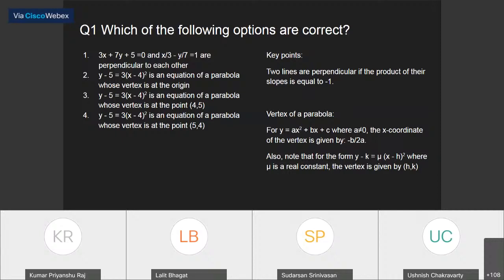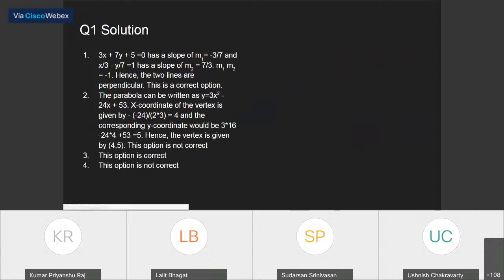About the remaining three options, we have to find the vertex of the parabola y minus 5 equal to 3 times x minus 4 the whole square. To find the x coordinate of the vertex, we use the formula minus b by 2a. First we write the parabola in the form ax squared plus bx plus c, that is 3x squared minus 24x plus 53. Then we get the vertex using minus b by 2a, which comes out to be 4.